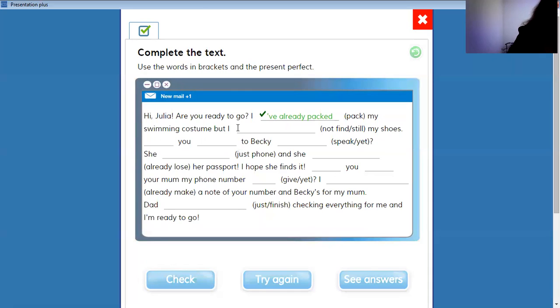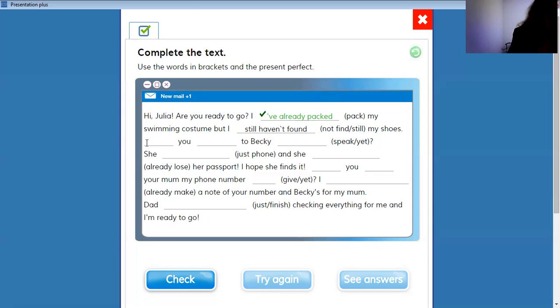I still... one moment. I still not find. I have to use haven't. Haven't. Look at this, haven't. I still haven't. The past of find, found. The past participle, found too. Okay, it's the same. Found. Good. Now the next here.